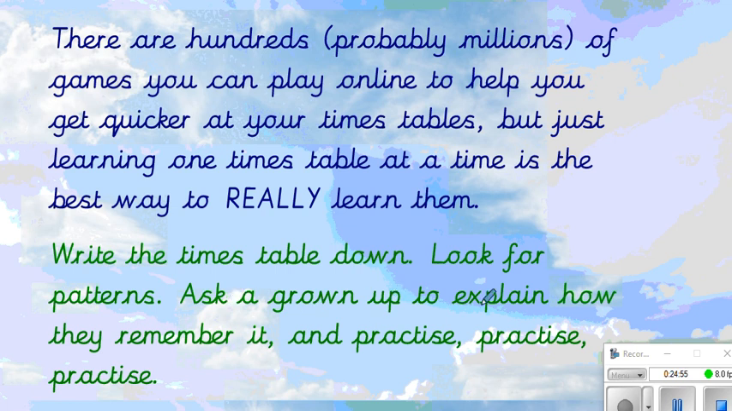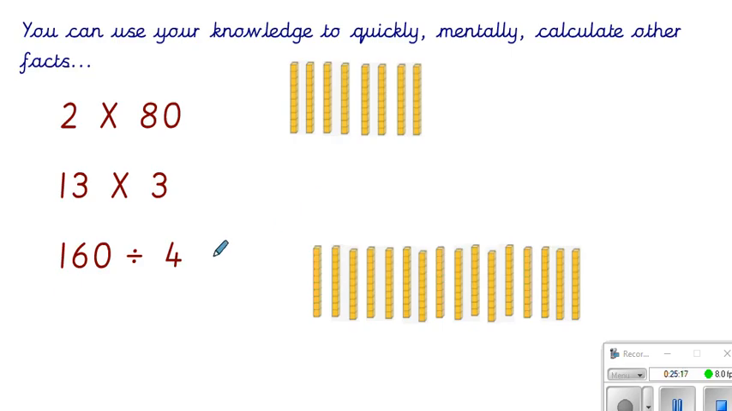Ask a grown-up to explain how they remember it. There's lots and lots of tricks you can use. You might have come across a trick with your fingers in your 9 times table, knowing how to do the 9 times table. You might know that your 4 times table is just doubling your 2 times table. But practice, practice, practice.